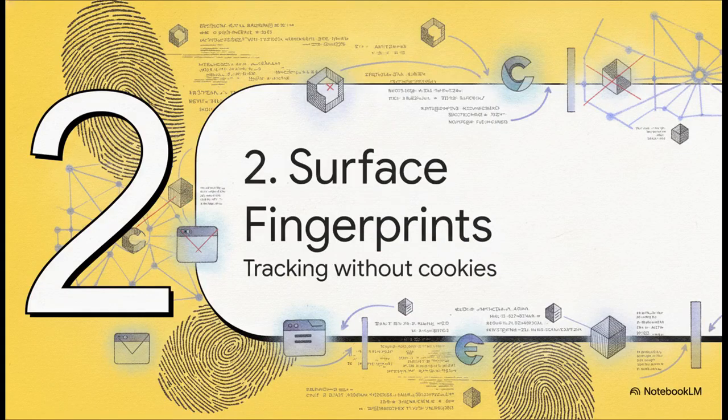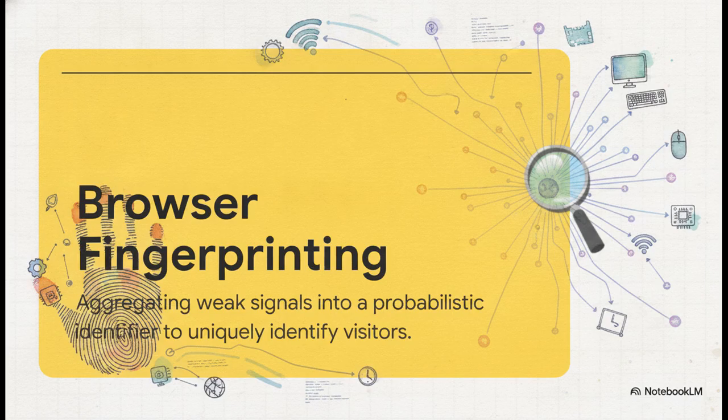Moving on to Section 2, Surface, Browser Fingerprinting, Tracking without cookies. So let's move a bit deeper, down to the surface of the web itself. Browser fingerprinting is how companies track you even when you've aggressively blocked or cleared every single one of your cookies. It works by aggregating dozens of what we call weak signals.